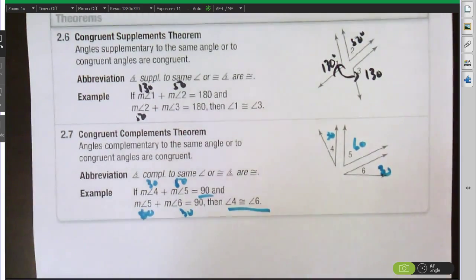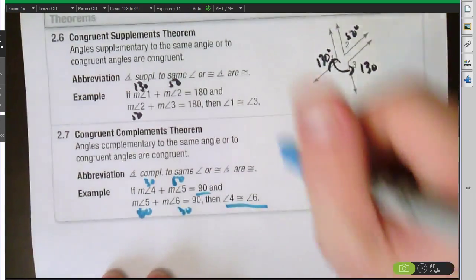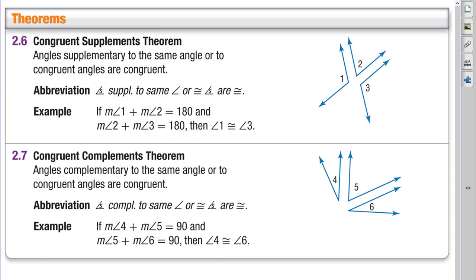Okay. All right, so again, we'll come back and talk about these in class, definitely, because we're going to need the congruent supplements theorem. Now, the next three theorems are hopefully a little bit more obvious.